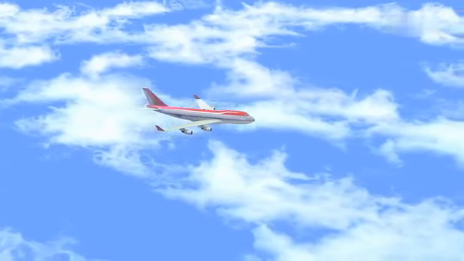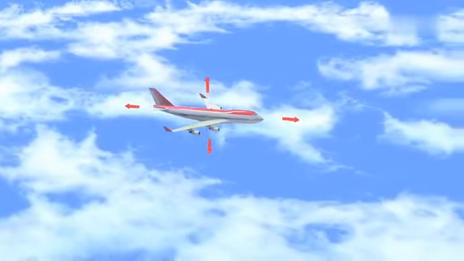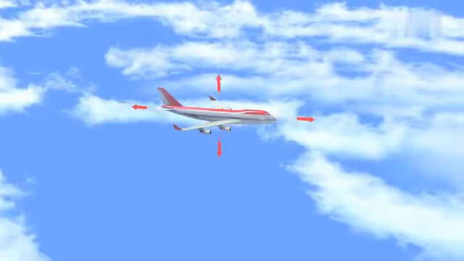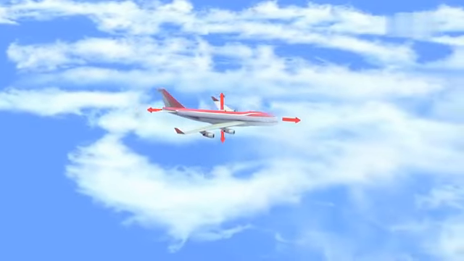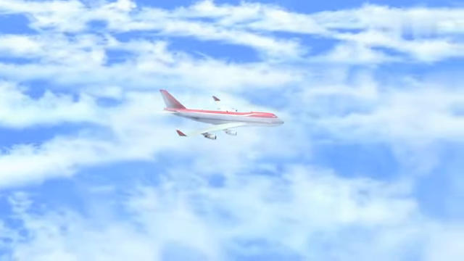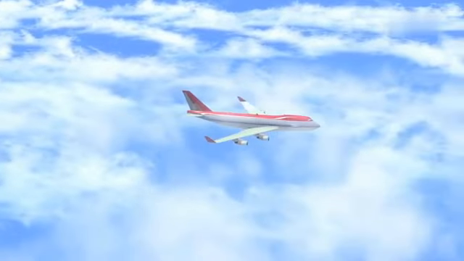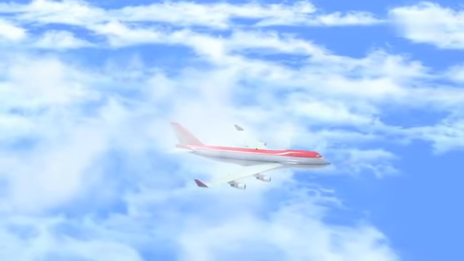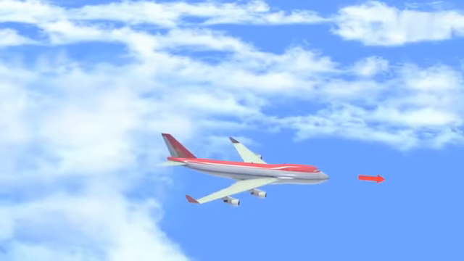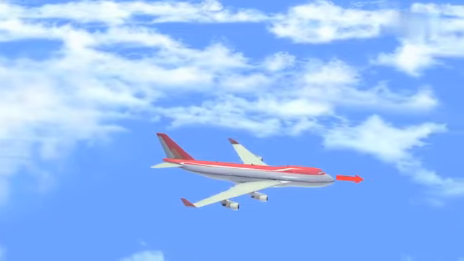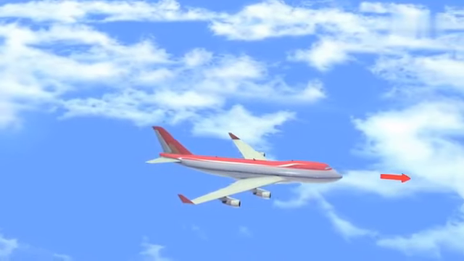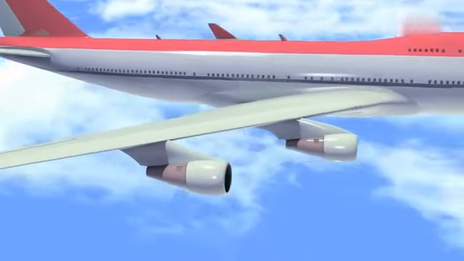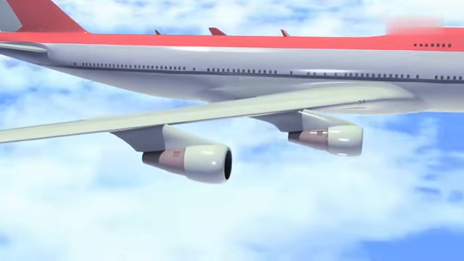During the flight of an aeroplane, we can see that multiple forces are acting on the aeroplane, on account of which it moves forwards, upwards, and downwards. The first force is the thrust, which pushes the aeroplane forwards. This force is created by the engines, or the propellers of the aeroplane.